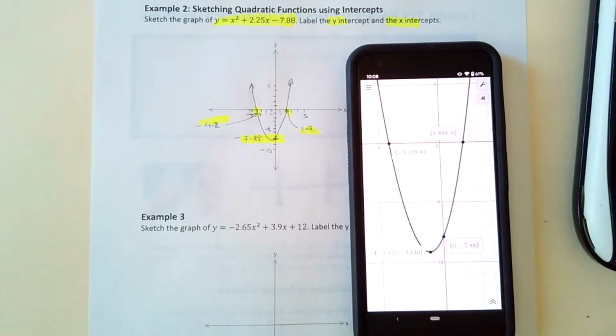Later on, we'll find the vertex. The vertex is the point where the graph changes direction. If it's going up, it's the minimum value, and by tapping you'll find the vertex. That's the next part.